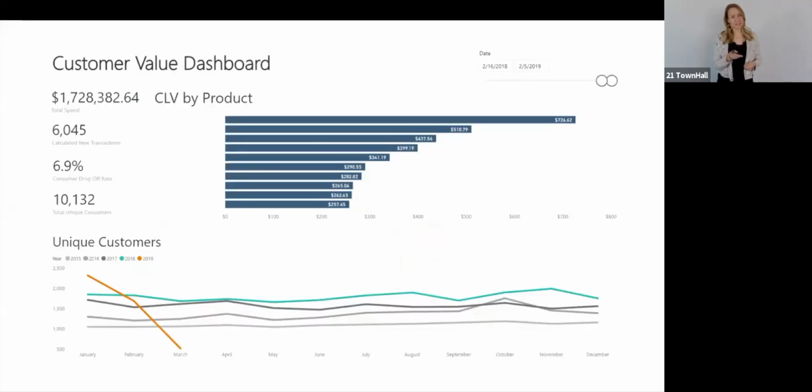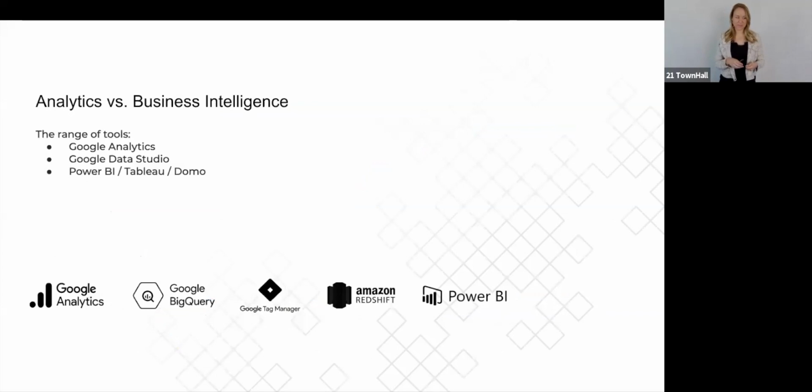What business intelligence can do, however, is give you information like this, where you're actually looking at customer value based off marketing tactic, and it allows you to get a much better understanding across the board of what's working and not working from an overall profitability perspective. So definitely something to aim for down the road.